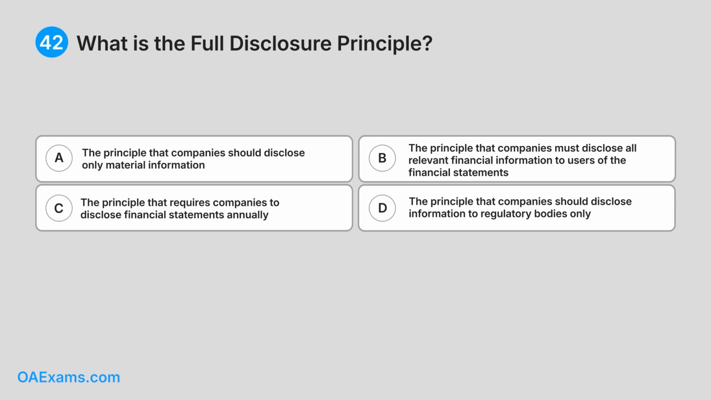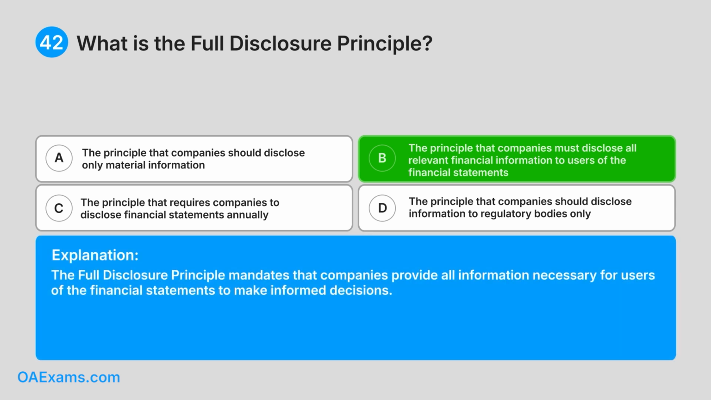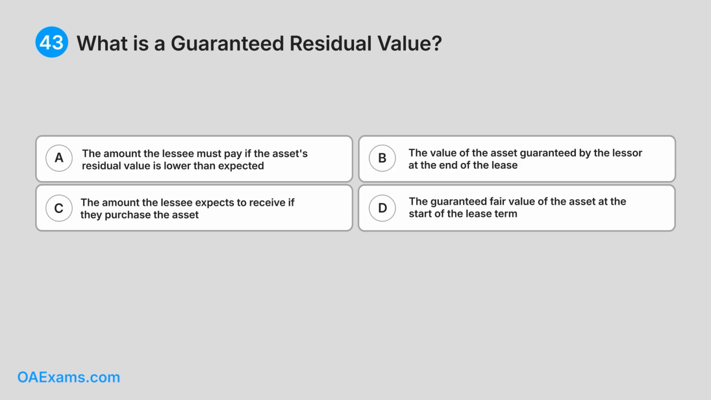Correct answer. B. The principle that companies must disclose all relevant financial information to users of the financial statements. Explanation. The full disclosure principle mandates that companies provide all information necessary for users of the financial statements to make informed decisions.